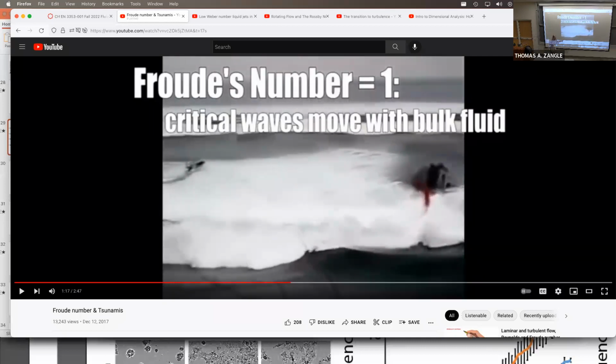So I want to highlight something here, which is also typical of dimensionless numbers. Dimensionless numbers tell us about the ratio of one influence to another influence, right?